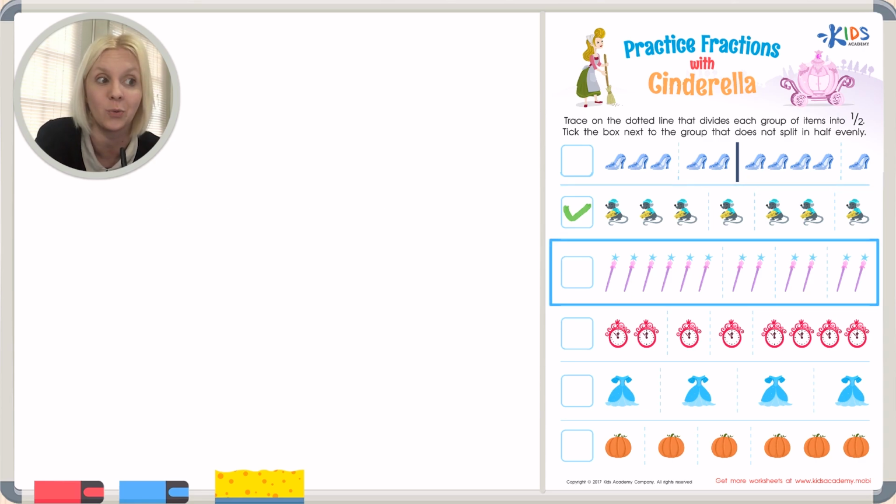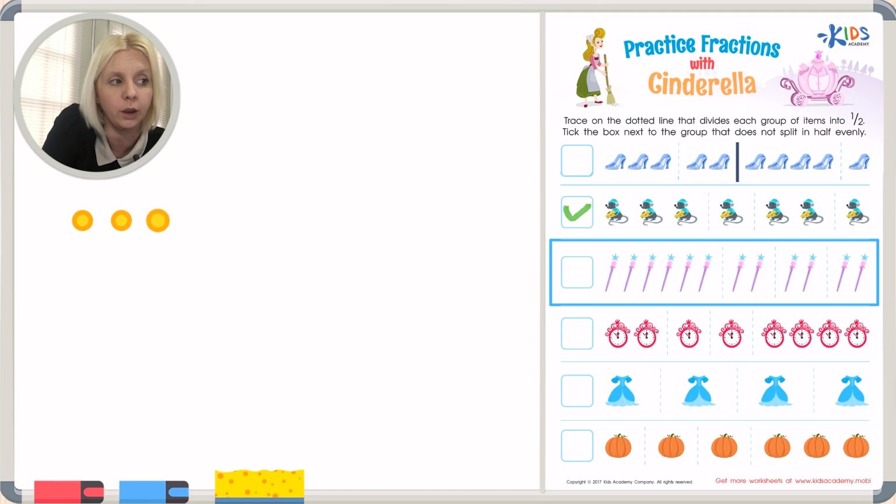We've got our magic wands here, okay? Let's count up our wands. We've got 1, 2, 3, 4, 5, 6, 7, 8, 9, 10, 11, 12. So our total number is 12, and you might know what the answer is, but let's come over to the side and draw out 12. 1, 2, 3, 4, 5, 6, 7, 8, 9, 10, 11, 12.